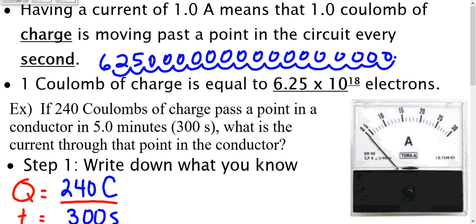So having a current of 1 amp means that 1 coulomb of charge is moving past a point in the circuit every 1 second. A coulomb of charge is equal to 6.25 times 10 to the 18 electrons. Some of you will have done scientific notation and math, some of you won't, but this 6.25 is times 10 times 10 times 10 times 10, 18 times. What I can do is move this decimal place over 18 times. So a coulomb of charge is equal to this many electrons moving past a point every second. That's a lot of electrons.